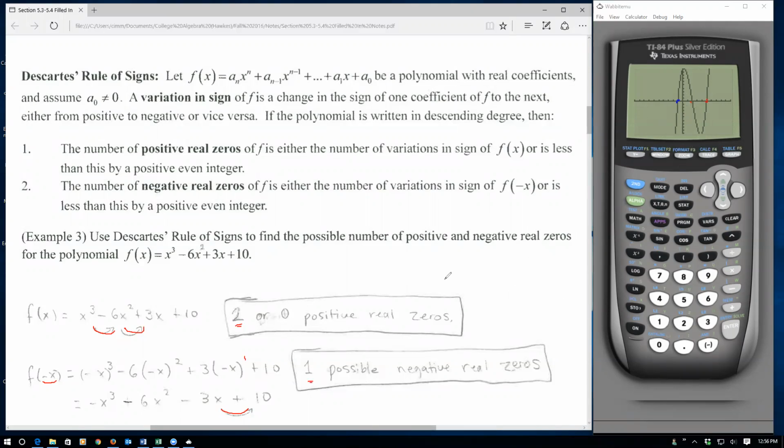It doesn't really tell us where those zeros are. In a sense, it does narrow them down, though. It tells us the possibilities for them.